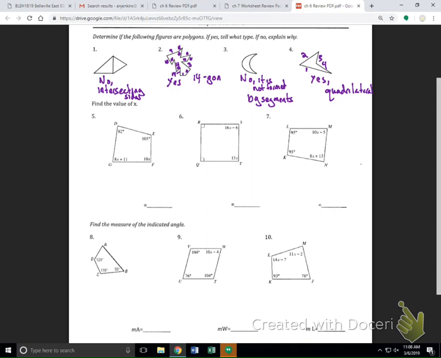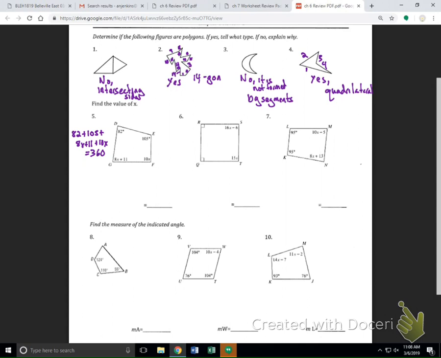Okay, now we're over here and we have to find the missing angles. So we're solving for x. What is the sum of the interior angles of a quadrilateral? 360. So we're going to add up all of our angles and set them equal to 360. So I ended up with 82 plus 105 plus 8x plus 11 plus 10x equals 360.